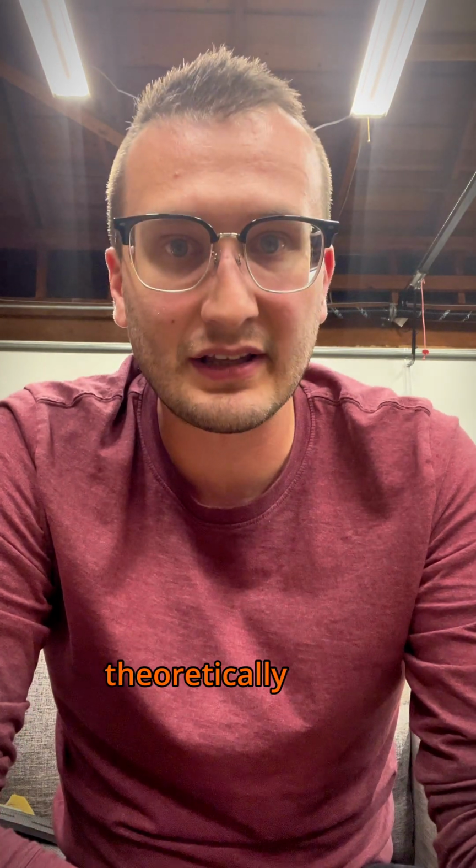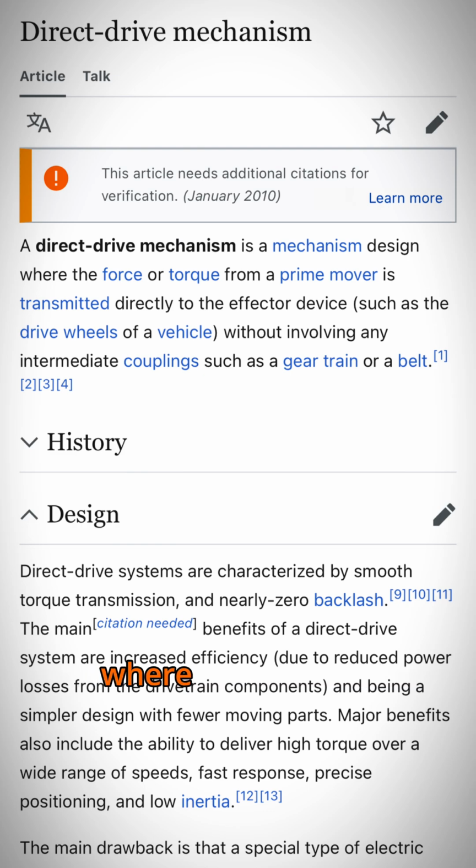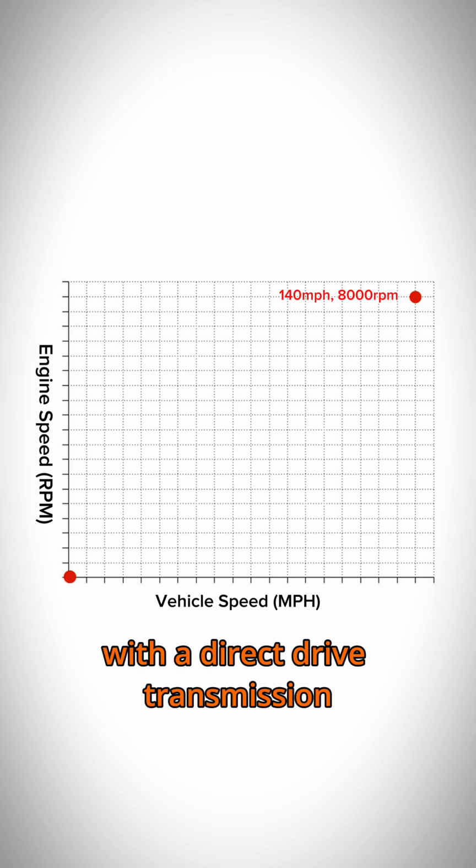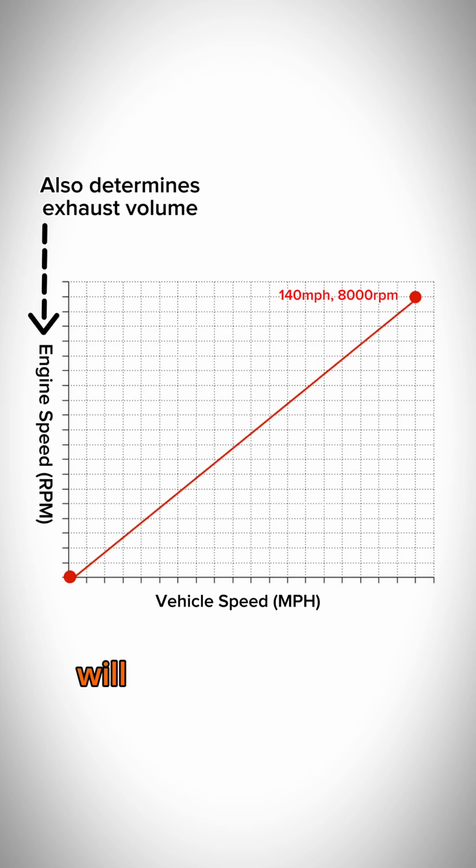We're also going to theoretically use a direct drive transmission, where at 0 miles an hour there's 0 RPM, and at the top speed of 140 of a Lotus Elise, we're going to say our engine has an RPM limit of 8k RPM. With a direct drive transmission, the exhaust volume and vehicle speed will be linearly related.